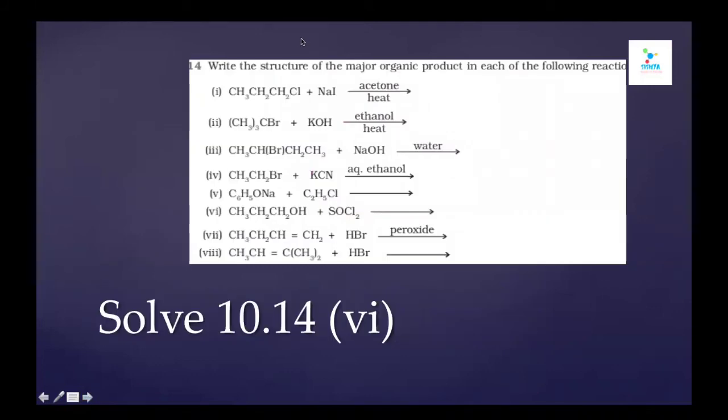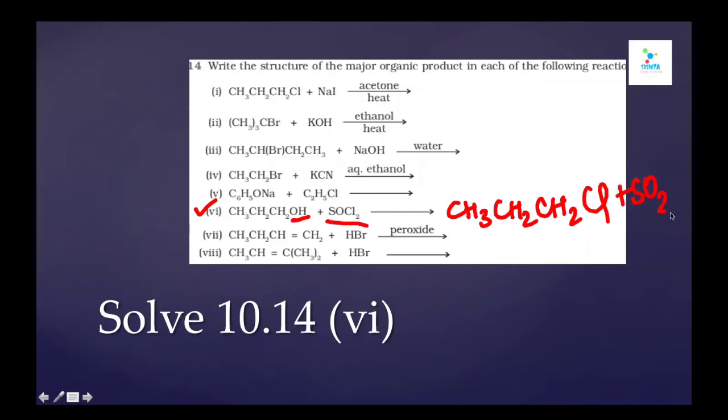At the very end of the chapter, there is an exercise, number 6. What will be the product? CH3CH2CH2 in place of OH, due to the presence of SOCl2, I will write Cl plus SO2 plus HCl. So this is the answer for that particular question. The remaining ones will be discussed in the later part of the series.